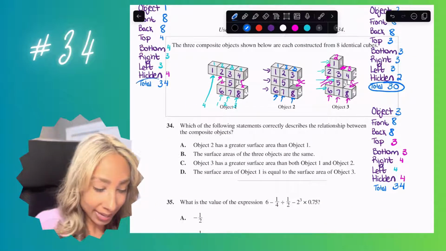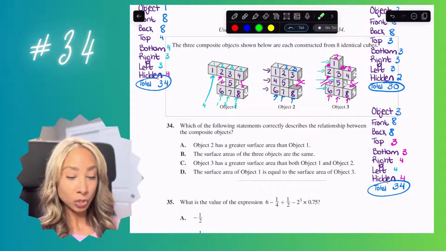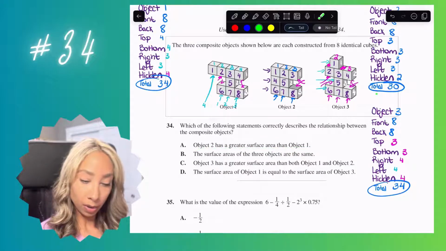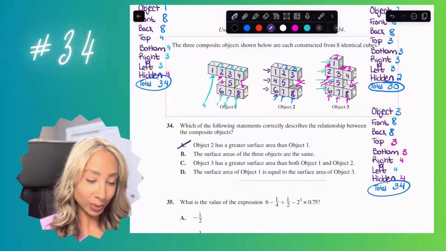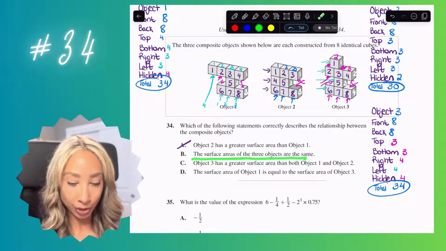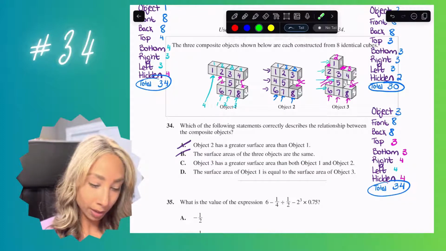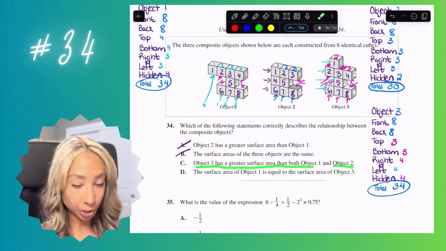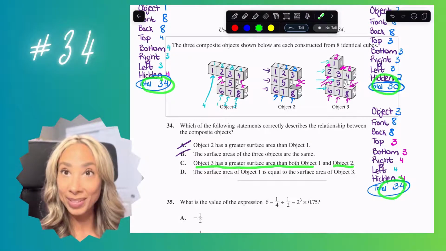Okay, now let's look at the relationships between all these objects. Object 2 has a greater surface area than object 1. Well, object 2 does not have a greater surface area than 1, so that will not work. The surface areas of 3 objects are the same. We know they're not the same. Only 2 of them are the same. Object 3 has a greater surface area than object 1 and object 2. Again, not true, right? In fact, like I said, those 2 are the same and this one is the smallest.